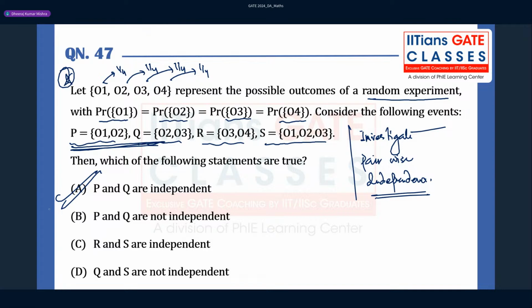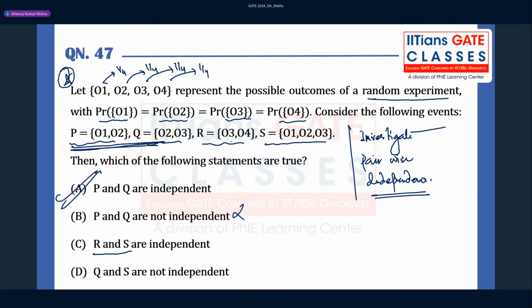I believe this is fine for all. So if P and Q are independent, this option will not be correct. P and Q are independent, but they have given that they are not. Option B will be directly eliminated. Now, what they are asking is that you have to just find the pairwise independence.